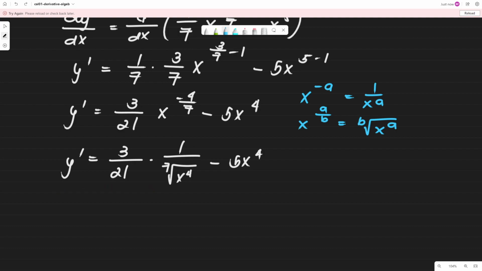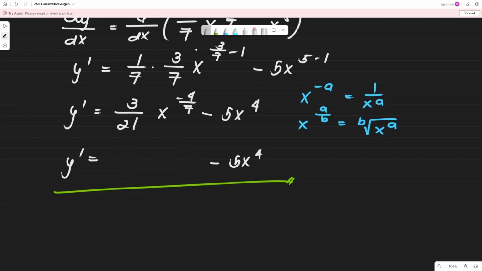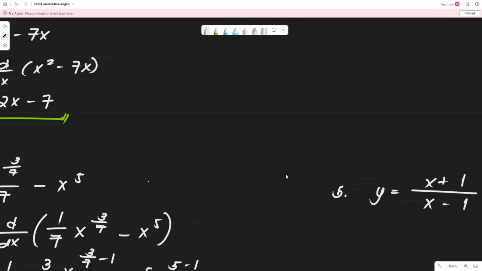Okay, so, won't you combine 21 and the 7th root of x raised to 4? Actually, even if not, because it's multiplication anyway. So, if we combine them, this will become 3 over 21 multiplied to the 7th root of x raised to 4. Like that. Okay? So, it's just the same. Okay, next. So, we have here number 4.